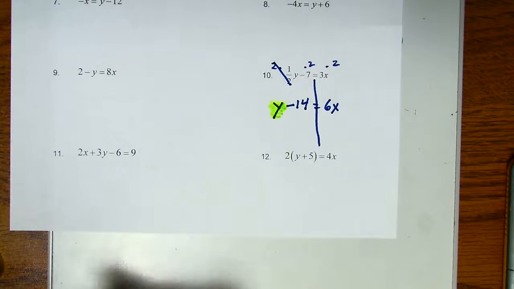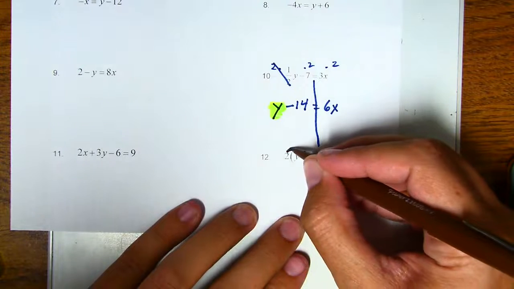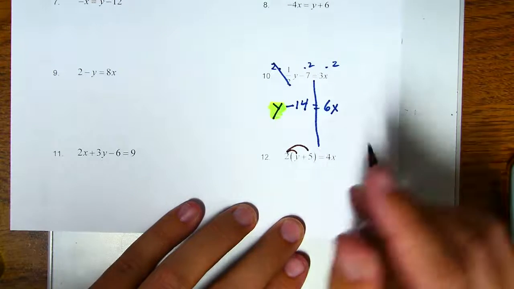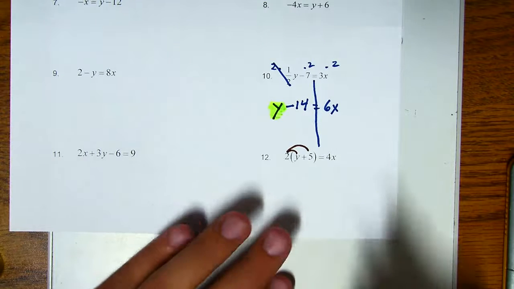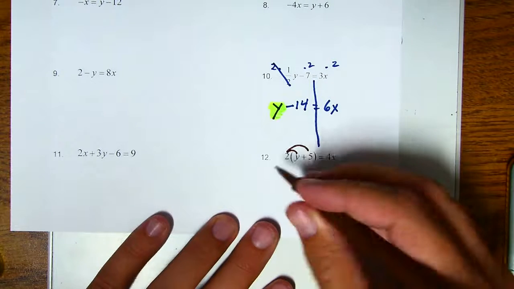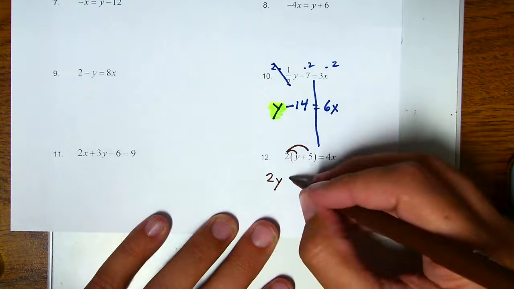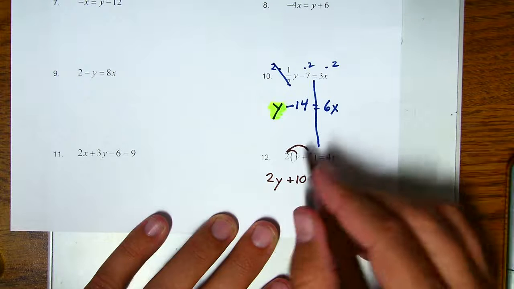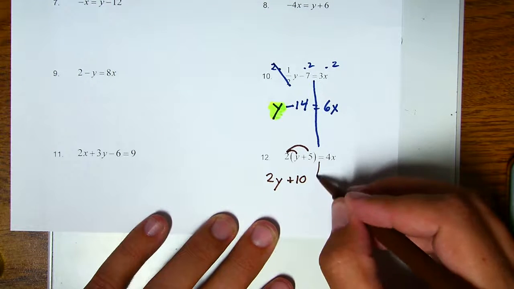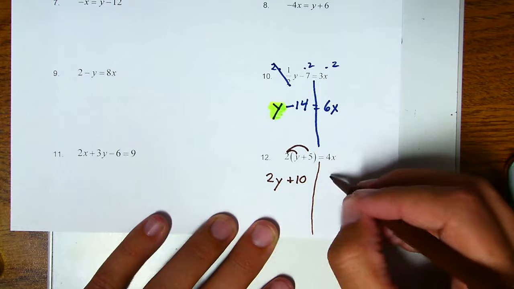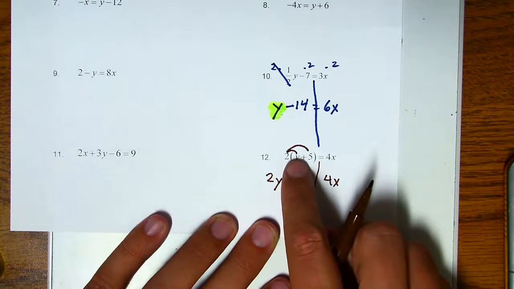Now, number 12, right? You have to distribute first. I want you to distribute first, okay? So what that means is you're going to multiply 2 times y, which is going to get you 2y. 2 times 5, which is plus 10. And that is how we distribute, right? So we're still going to have our line here and equals 4x. So that first step I did was I just distributed the 2.